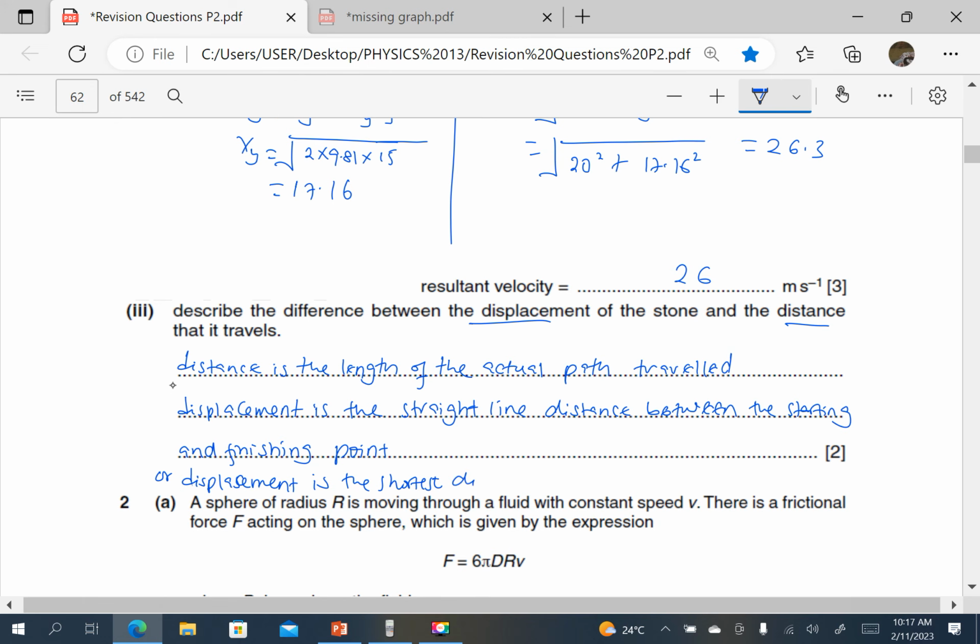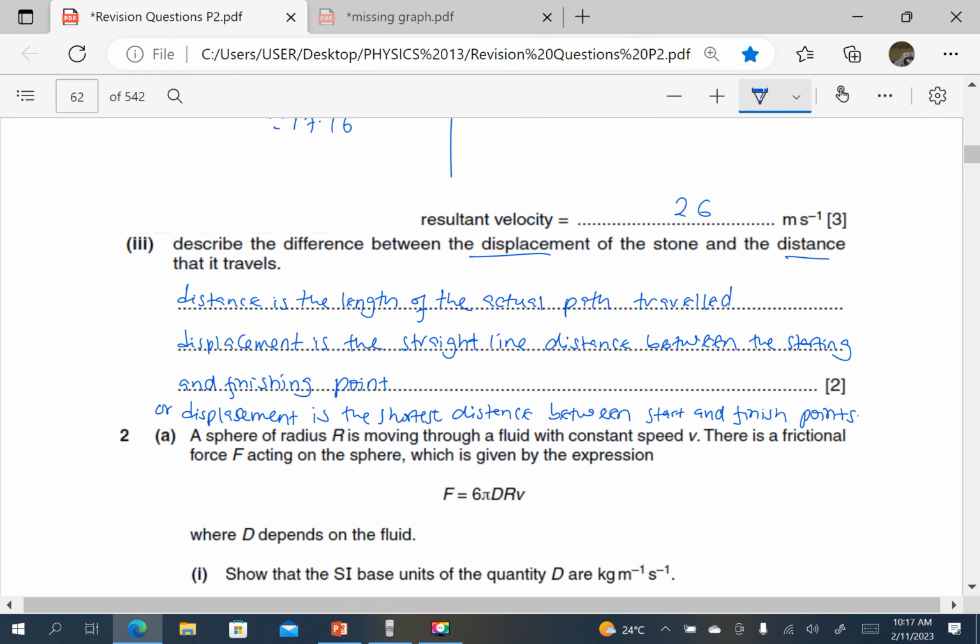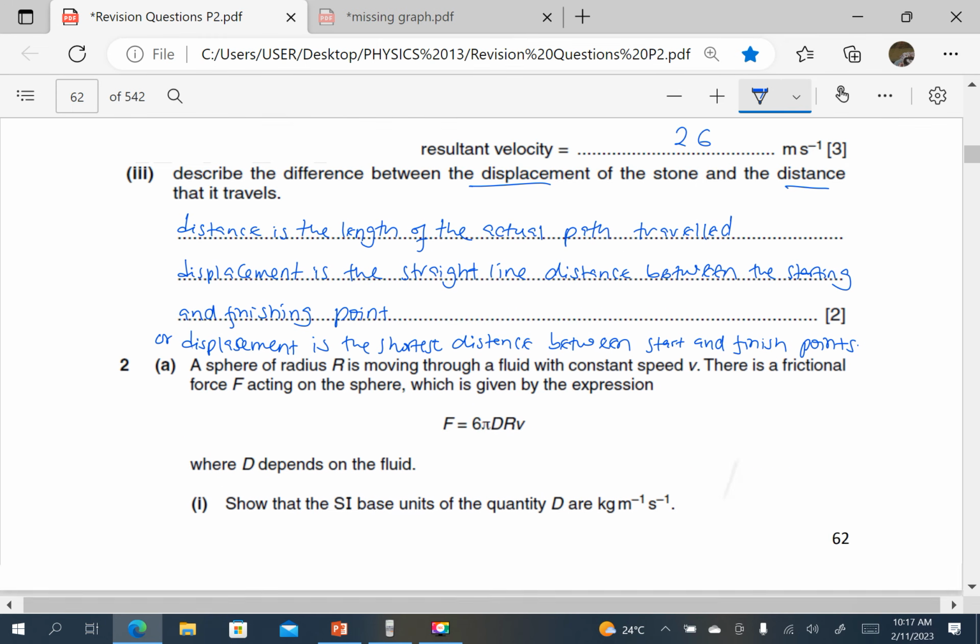Shortest distance between the start and the finish points. So that is the meaning of displacement: the shortest distance, which is actually the straight line distance between the start and the finish points. Okay.